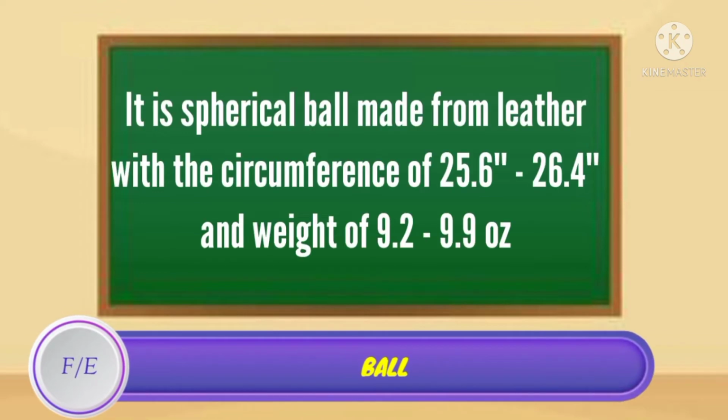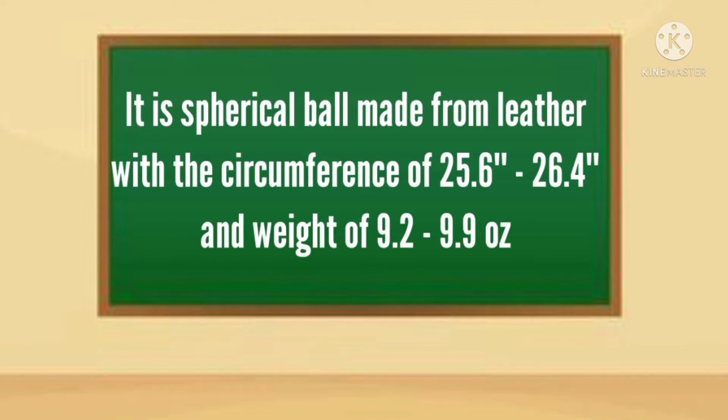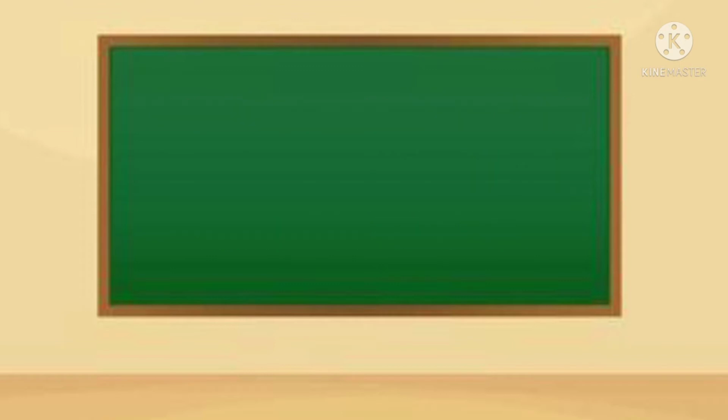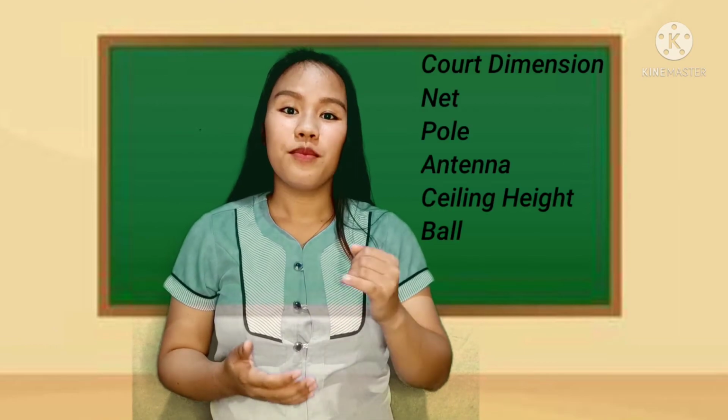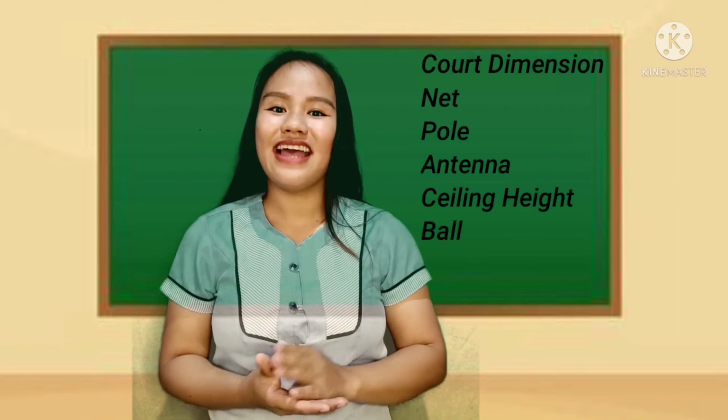Lastly, we have the ball. It is a spherical ball made from leather or synthetic leather with a circumference of 25.6 inches to 26.4 inches and a weight of 9.2 to 9.9 ounces. We should always remember the facilities and equipment in volleyball. Again, what are those? Very good! It's court dimension, net, pole, antenna, ceiling height, and ball.